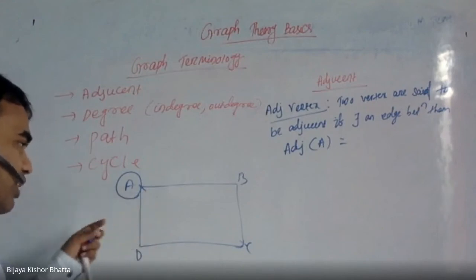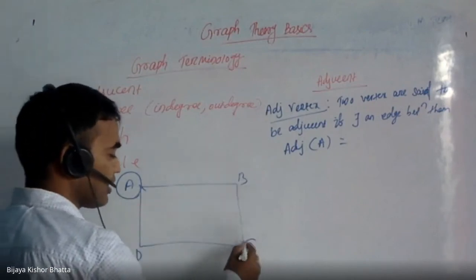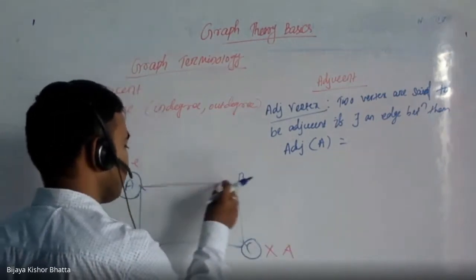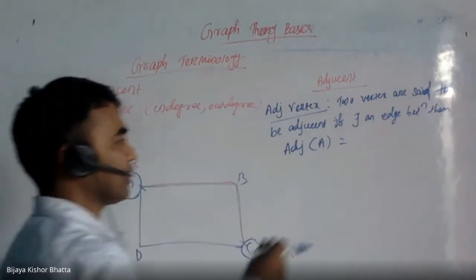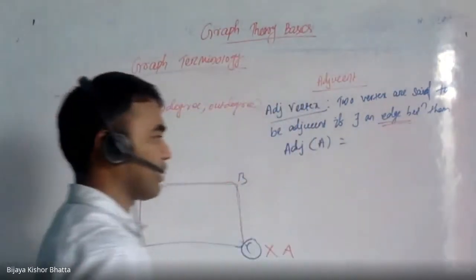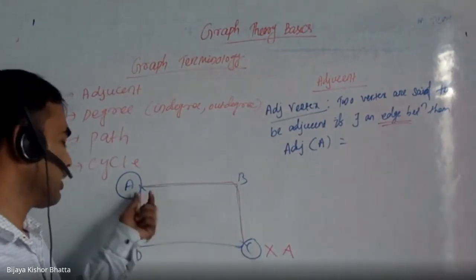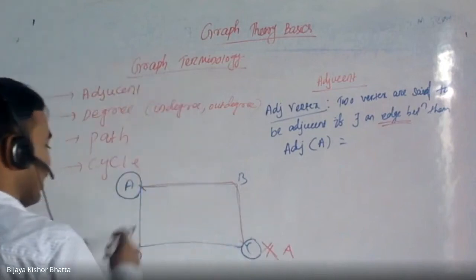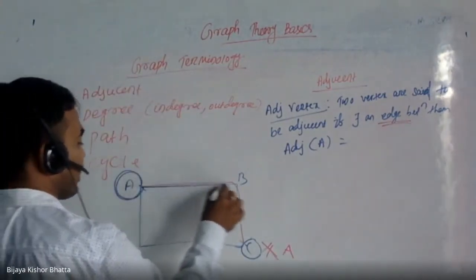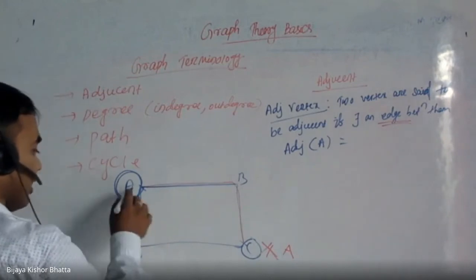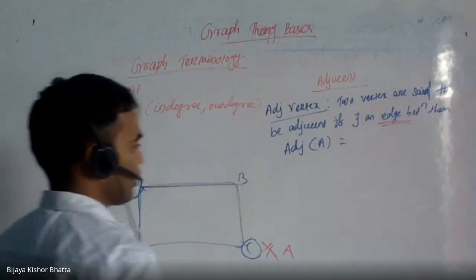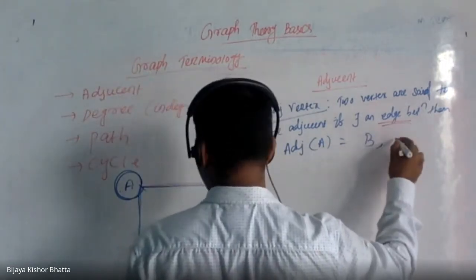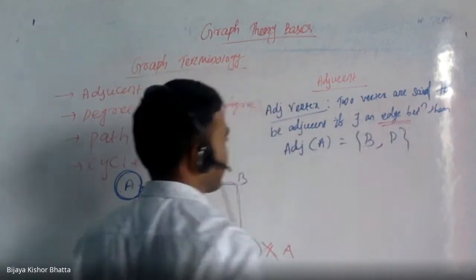Okay, so there is a difference. Path means a sequence of edges. C is not directly connected to A. C is connected, but via a path. What I am telling is that there must exist an edge between them, but between C and A there does not exist any edge. So the adjacency of A is vertex B and vertex D, because they are directly connected to A via an edge. So adjacency of A is B comma D. This is the adjacent vertex.